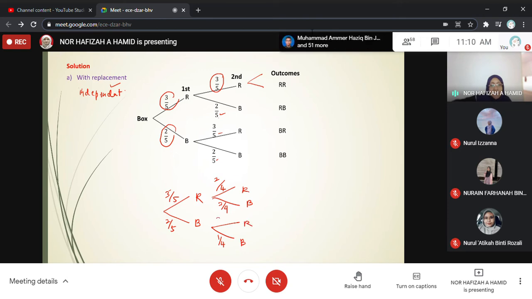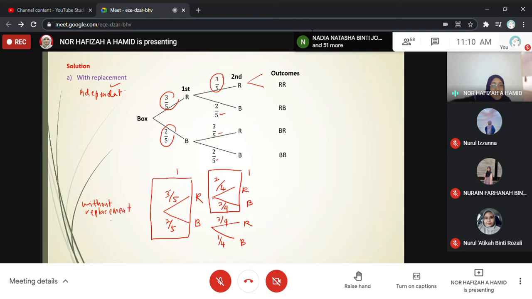Okay, so balance is 3/4. So untuk tree diagram you kena ingat ada satu branch ni total dia must be 1. Sama kat sini. Dia pun satu branch, total dia must be 1. Okay, so ni example of the without replacement. So without replacement, kita consider as dependent event. Okay, lepas tu you punya question dia nak find the probability of getting 2 different colours.